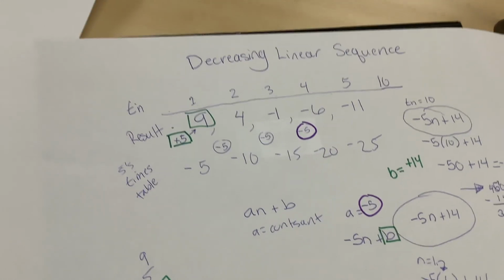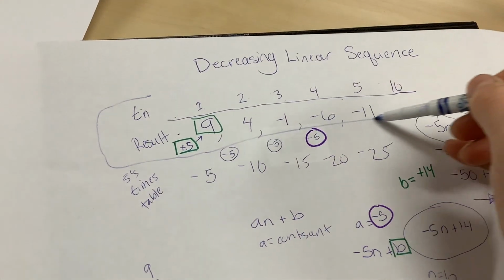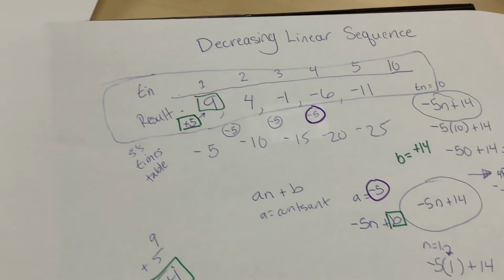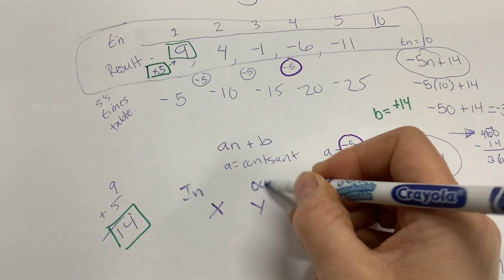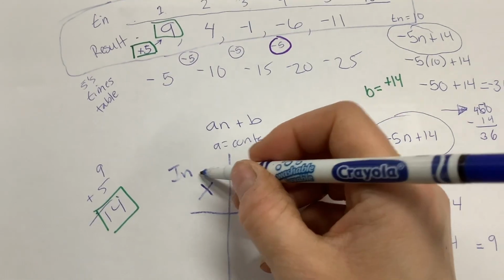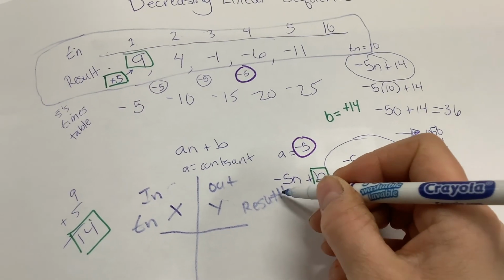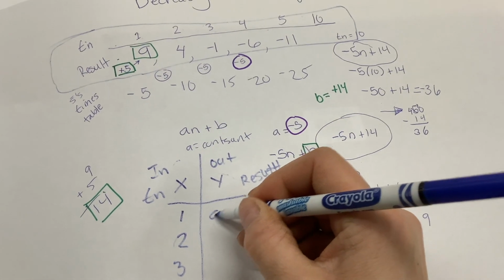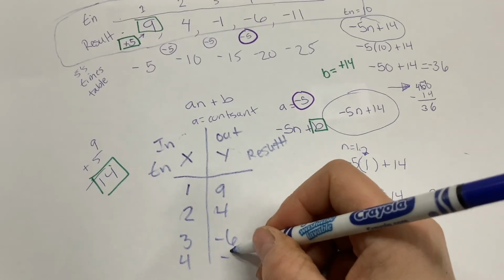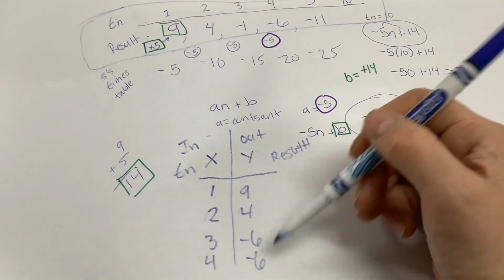Another thing I wanted to point out is that if you're a little bit confused by this horizontal version of the table, I'm going to put a square around this. This is actually related to an in and out table like this. So if x and y, this is our in, this is our out. This x is our Tn, and the y is our result. Just turning it over on the side, we have the first number in the sequence, the second, the third, and the fourth, and that would be 9, 4, negative 1, negative 6. So this is just that turned on the side. You can also do it this way if that makes it easier for you.